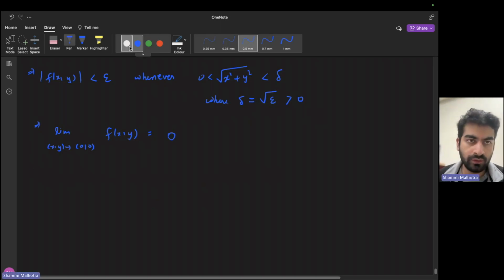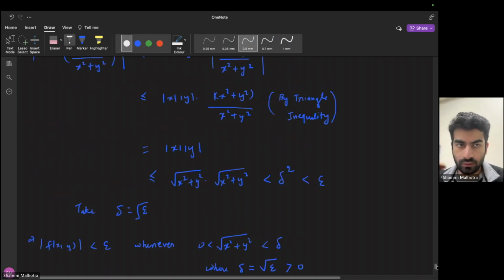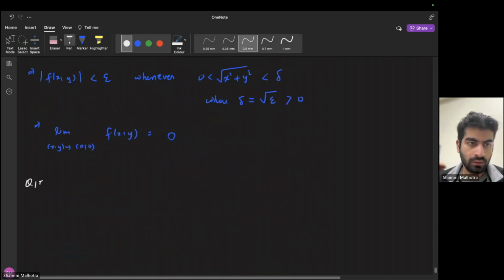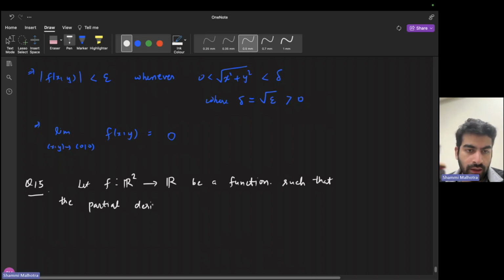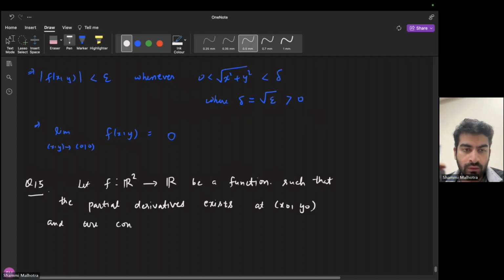Okay, so let me write down the statement. The statement is: let f be a two variable function such that the partial derivatives exist at (x naught, y naught), and not only that, we also have that they are continuous in a neighborhood.